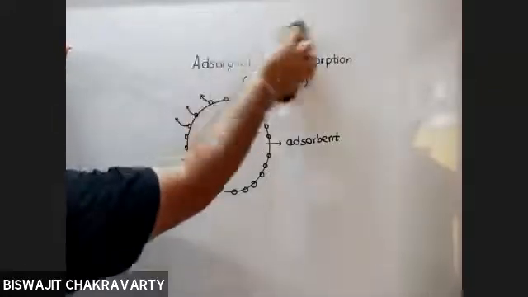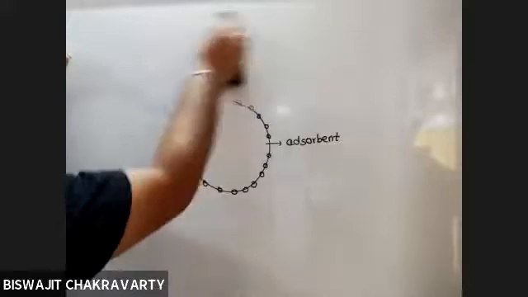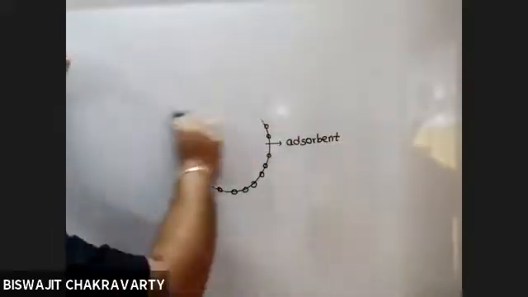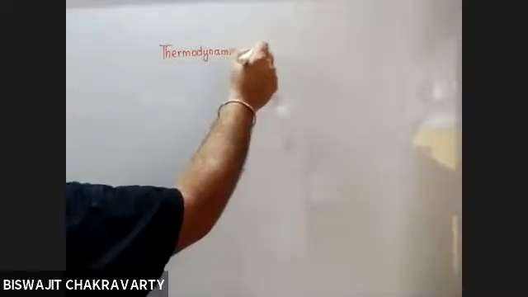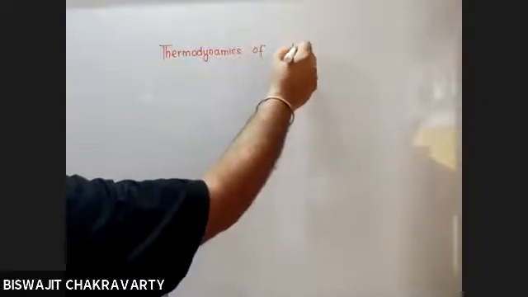So we have learned the terms like what is adsorption, what is the opposite of adsorption, that is desorption. What are the two components of adsorption? One is called adsorbent, which adsorbs, and the other is called adsorbate, which gets adsorbed. Thereafter, we'll talk about the next very important topic, that is thermodynamics. Thermodynamics of adsorption.